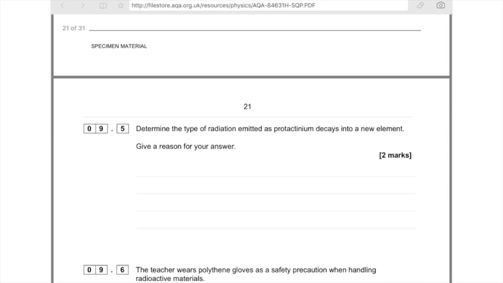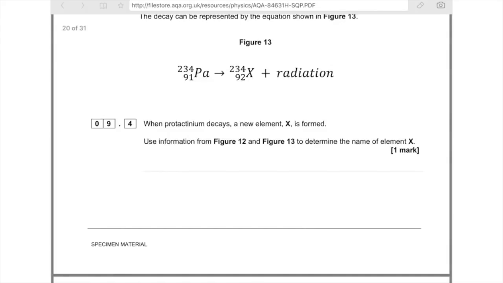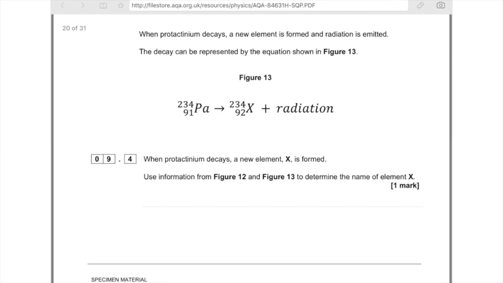Determine the type of radiation emitted as protactinium decays into a new element. Give a reason for your answer. So we're having a look again at these numbers. So it's very important that you have a look here.